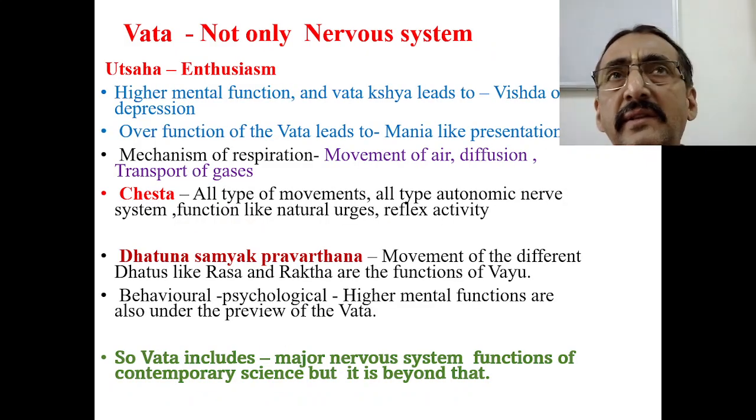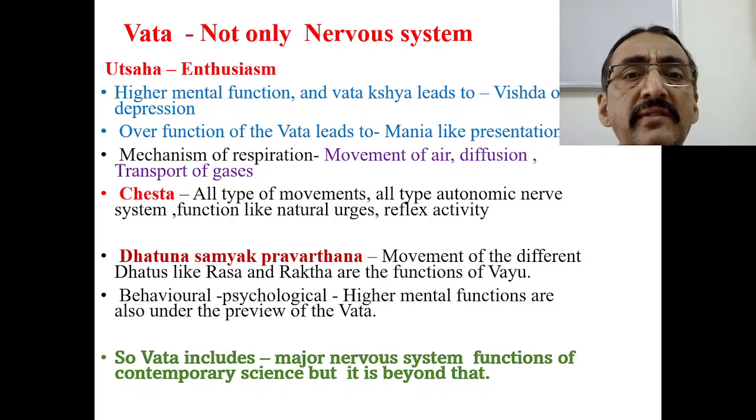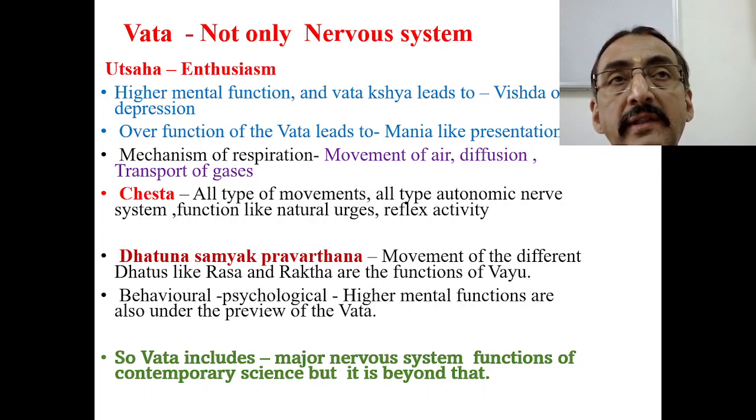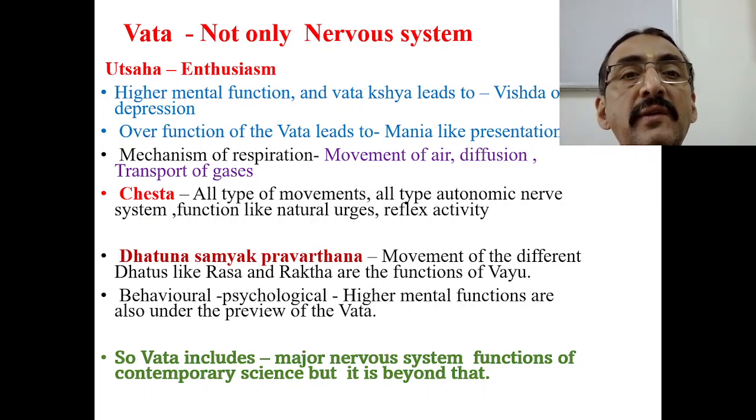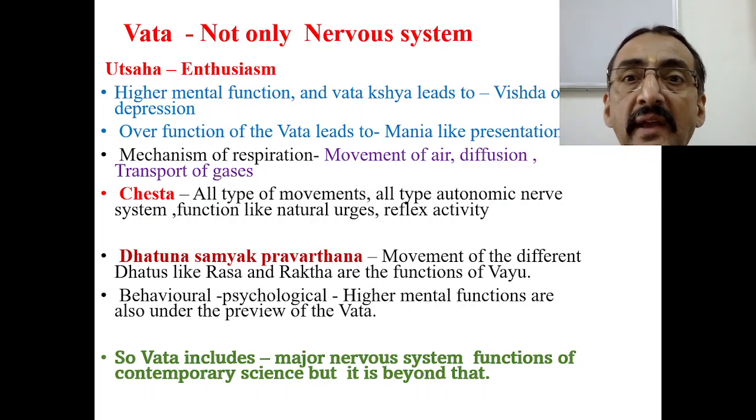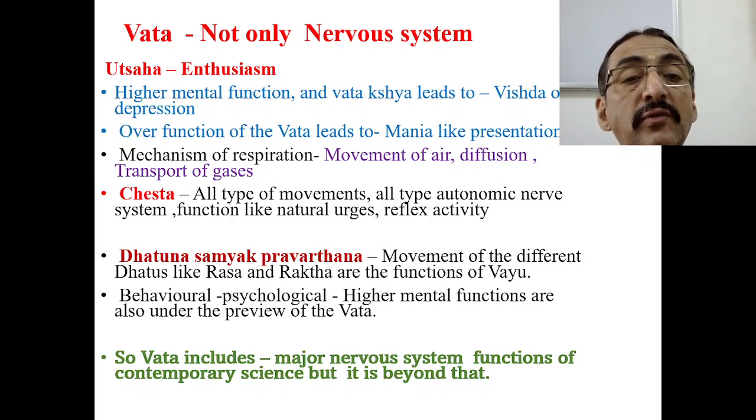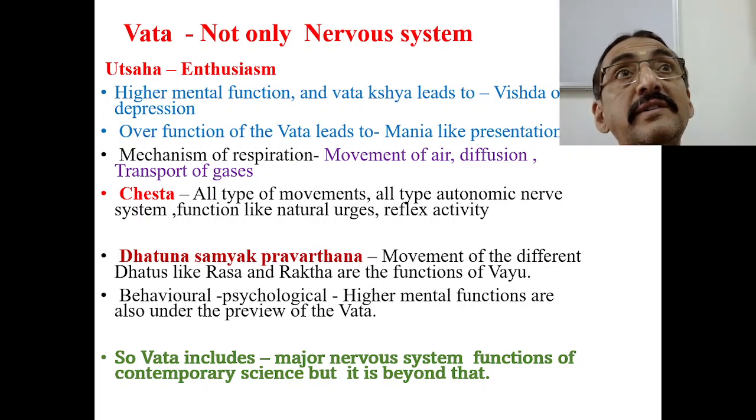Now we know that Vata is not only the nervous system. Vata is something more than that, isn't it? So Vata indicates the major portion of the nervous system functions in the contemporary sense, along with so many other functions also. And this is the example. Vata is doing the function of utsaha, enthusiasm. Okay, that is a higher mental function. But it is also doing the respiration, it is also doing so many other chestas. Dhatunam samyak pravartana, movement of different dhatus like rasa, rakta, is also the function of Vayu.